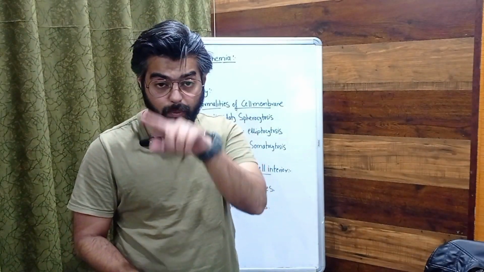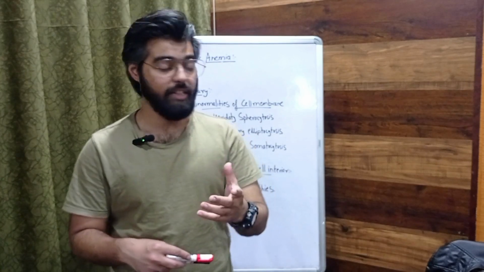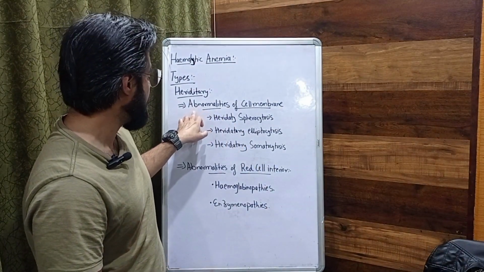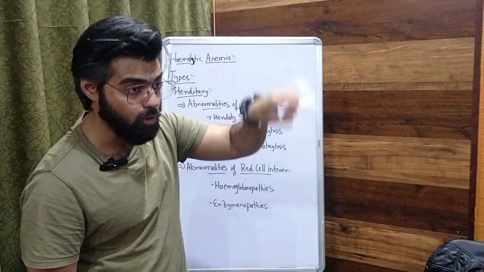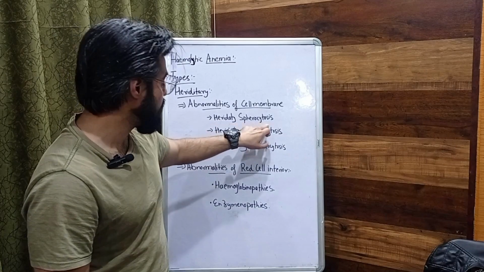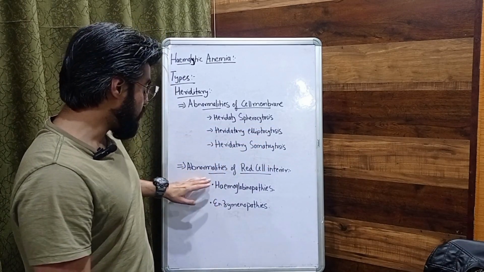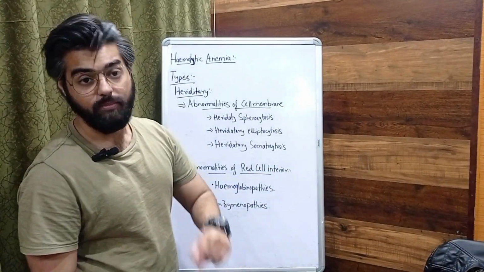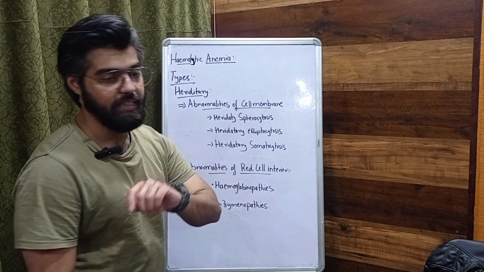They are talking about the shape of the RBCs. So anything that is hereditary, these can be the problems. Any abnormalities in the cell membrane will cause a problem within the shape of the RBCs, and these are the causes: hereditary spherocytosis, elliptocytosis, and stomatocytosis. Next, abnormalities of the red cell interior. What are those? It causes hemoglobinopathies and enzymopathies.